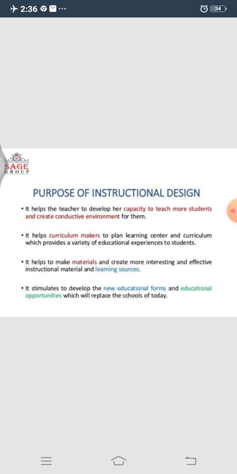Therefore when there are proper instructional manuals, if the person is not present at that time, somebody else can slip into his shoes. It helps curriculum makers to plan learning centers and curriculum which provide a variety of educational experiences to students, because in that way we will have a focused understanding of what is required from the students, and then we will include a wide spectrum of skills that we can incorporate in our training module.